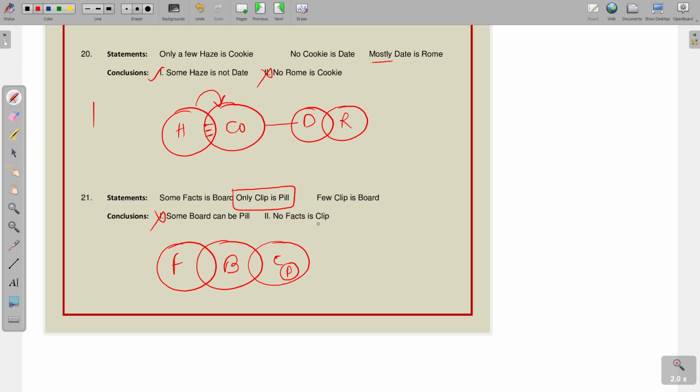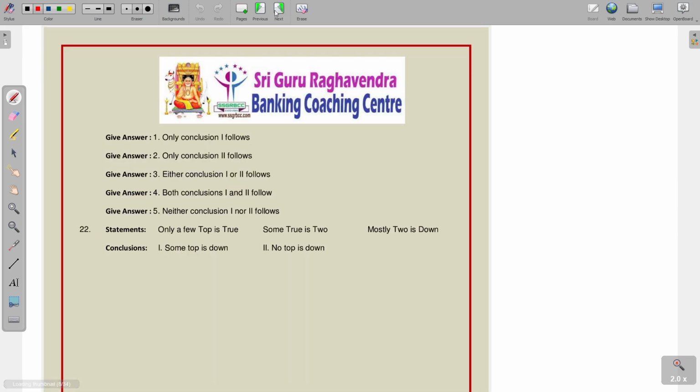And no fact is clip. So fact here and clip here, and this also does not follow. So pill is related to only clip. No one else can relate to pill. Option 4, neither 1 nor 2 follows. And next, see the next one.